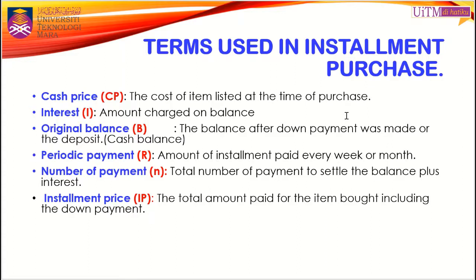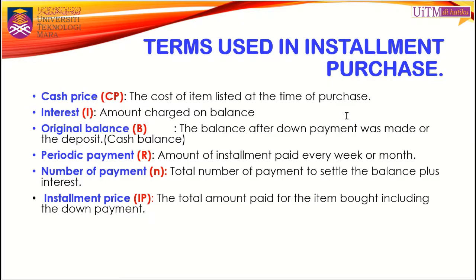Once you know what original balance means, the next thing we need to know is the term periodic payment, denoted as R. This is the amount of installment paid every week or month, depending on whether the payment is on a weekly basis or monthly basis. Sometimes in the exam question paper, they don't mention periodic payment, they just mention the monthly payment, for example. This is the same thing. Weekly payment or monthly payment refers to the periodic payment.